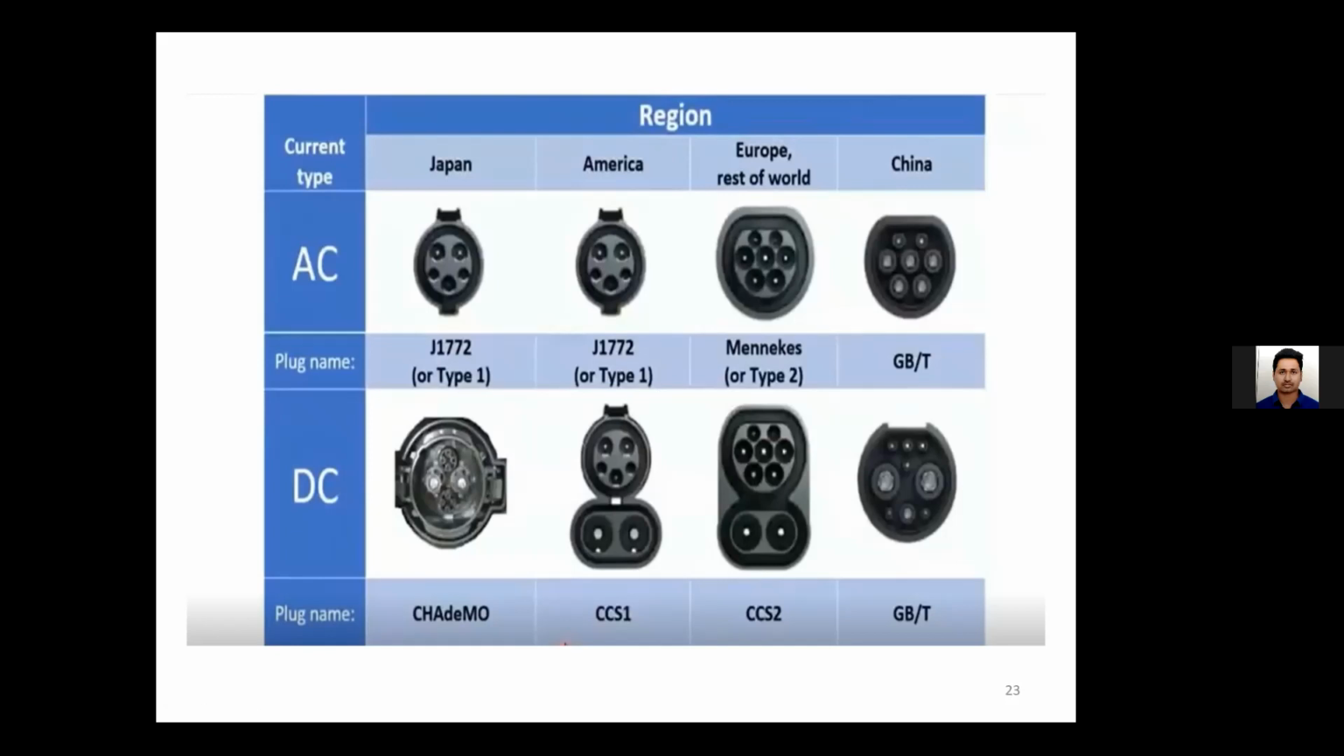Whenever it's connected to the onboard charger or offboard charger, it estimates the state of charge of the battery, and there is some handshaking communication signal that happens generally. And this GBT is generally used in China, and some CHAdeMO and others are used in some other countries like Japan.